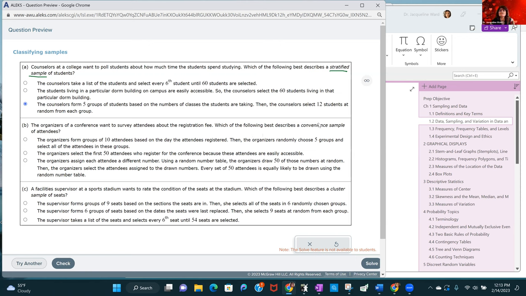And then the next one is a convenience sample. The organizers of a conference want to survey attendees about the registration fee. Which of the following best describes a convenience sample? The organizers form groups of 10, blah, blah, blah. No. They select the first 50 who register and they're easily accessible, right? That's convenient, my friends.